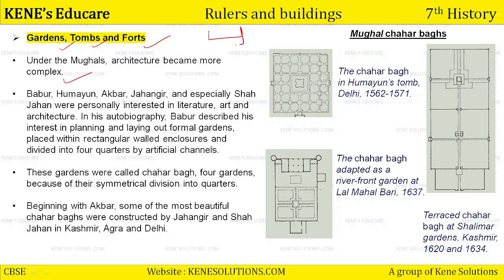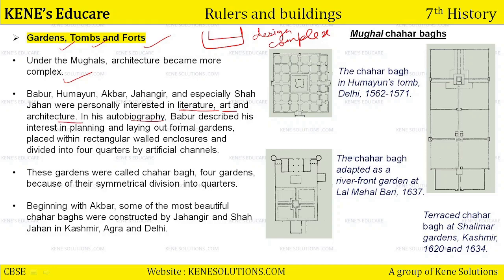ऐसे simple सा कुछ design बना के building नहीं बनाते थे Mughals. They were always dealt in design, in making the design complex, in using physics a lot of time. Okay, Babur, Humayun, Akbar, Jahangir and especially Shah Jahan were personally interested in literature, art and architecture.